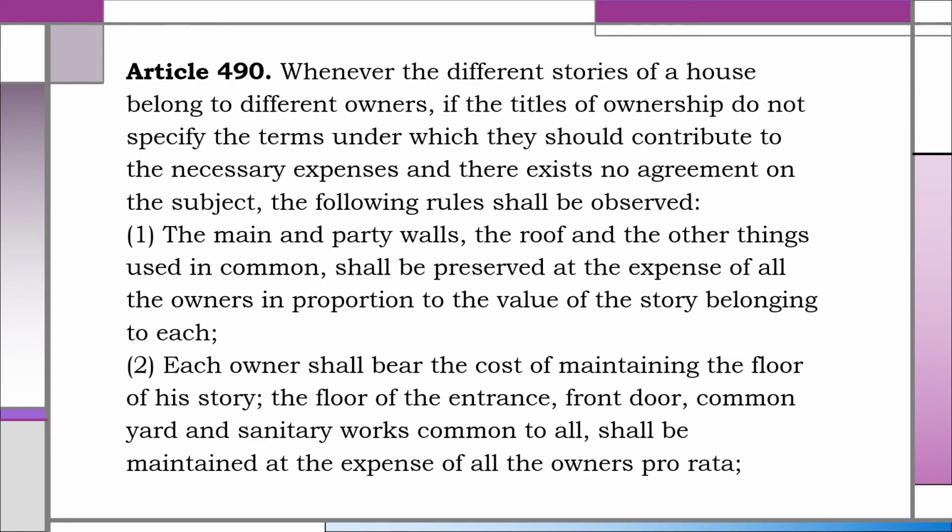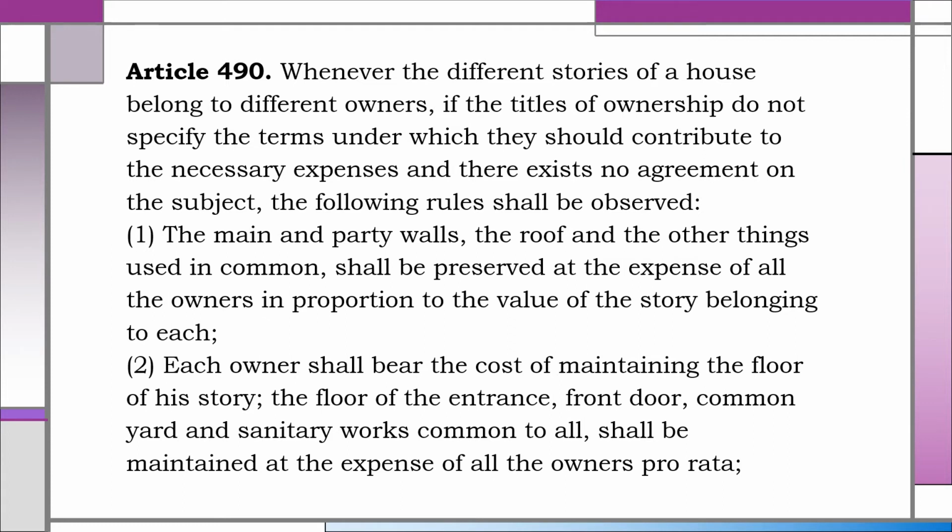Article 490. Whenever the different stories of a house belong to different owners, if the titles of ownership do not specify the terms under which they should contribute to the necessary expenses, and there exists no agreement on the subject, the following rules shall be observed. Number 1. The main and party walls, the roof, and other things used in common shall be preserved at the expense of all the owners in proportion to the value of the story belonging to each.